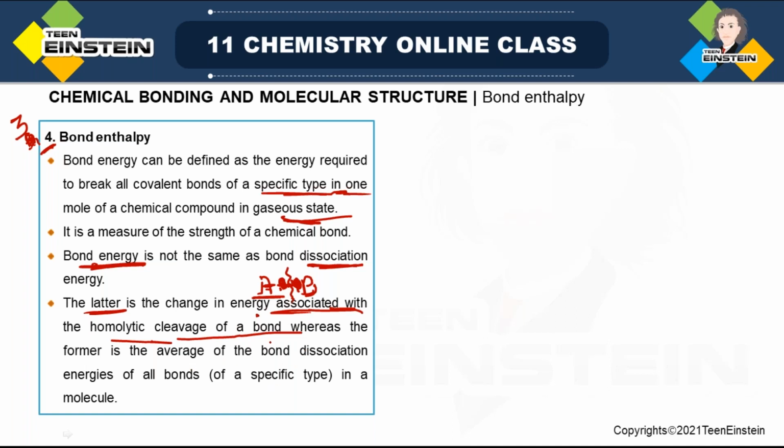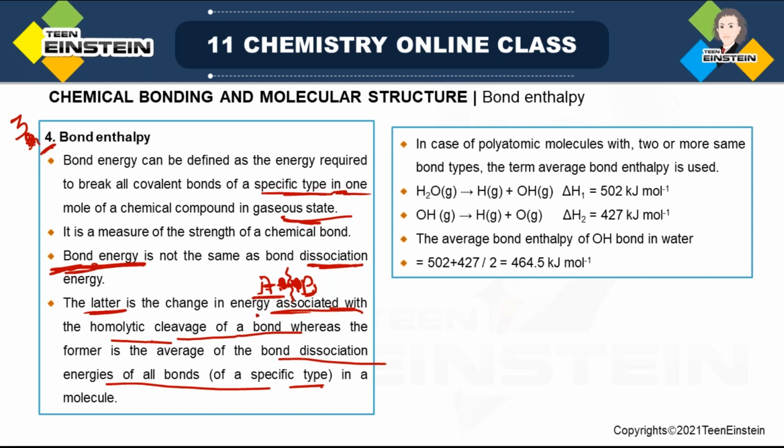But the former, this one, bond energy, is basically the average of the bond dissociation energy of all the bonds. But remember, in the bracket what is mentioned: of specific type. So here we will see one example, then you will be able to understand what is the difference between these two terms, bond energy and bond dissociation energy.